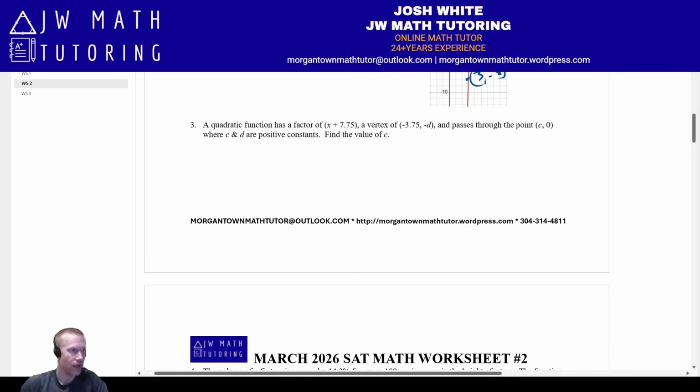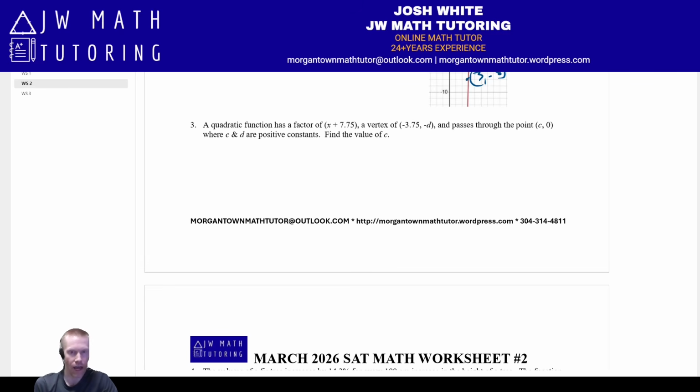Okay, next up we have a quadratic function here. You're given one of its factors, you're given its vertex, or at least an x-coordinate of it. You're told it passes through another x-intercept point. C and D are positive values, so what is the value of C here?